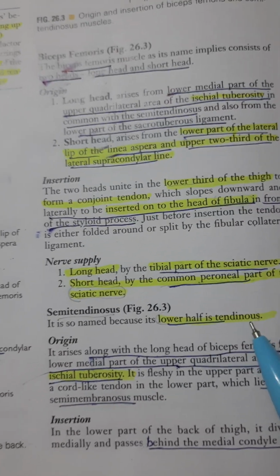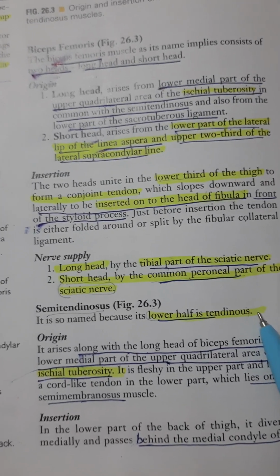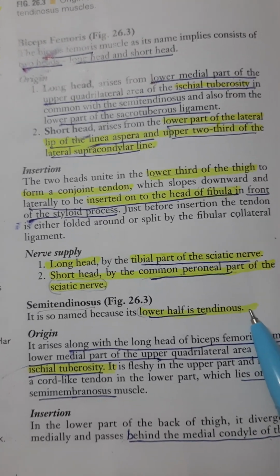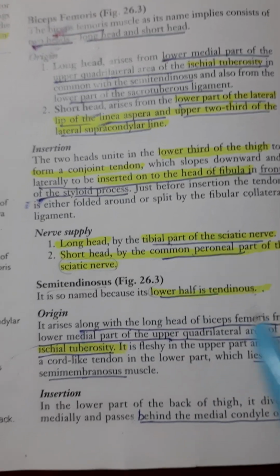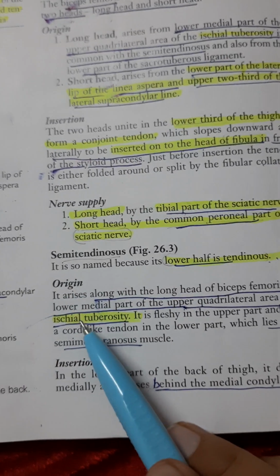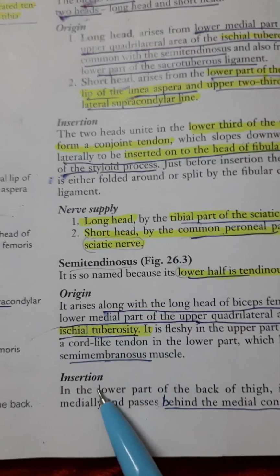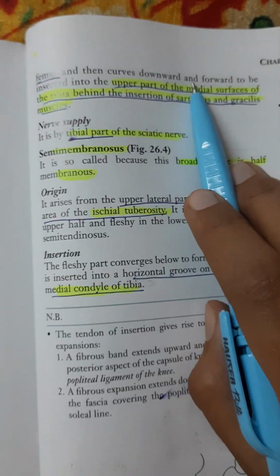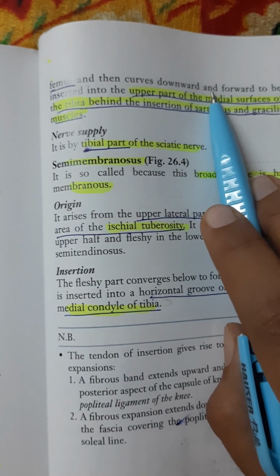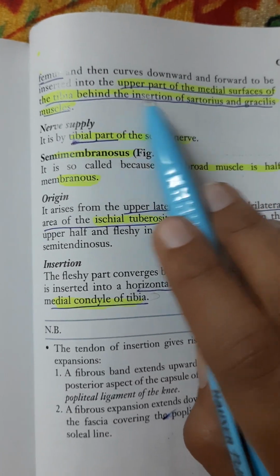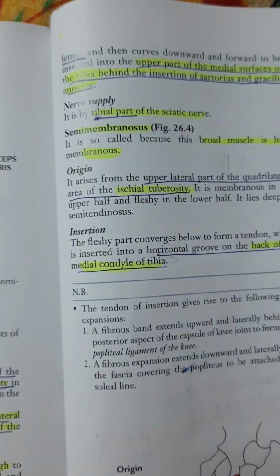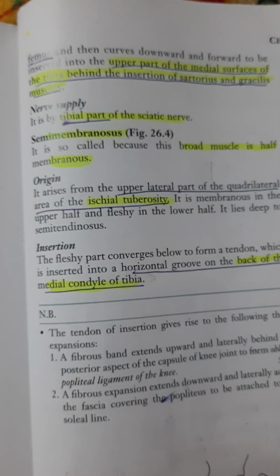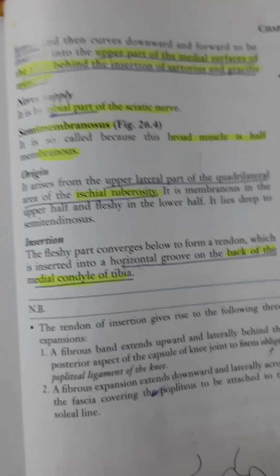Now the second muscle on the back of the thigh is semitendinosus. As the name suggests, it is called semitendinosus because its lower half is tendinous or tendon-like. Since it is a hamstring muscle, it has origin from the ischial tuberosity, and it is inserted into the tibia. Since it is on the medial side, it is inserted into the bone on the medial side of the leg, that is tibia. Nerve supply is by the tibial part of the sciatic nerve. And action, as we know, it will flex the knee and extend the hip joint.